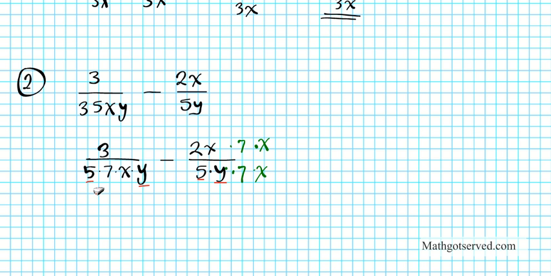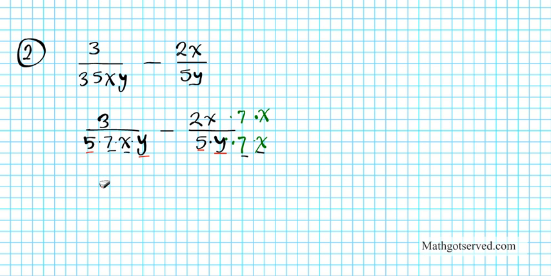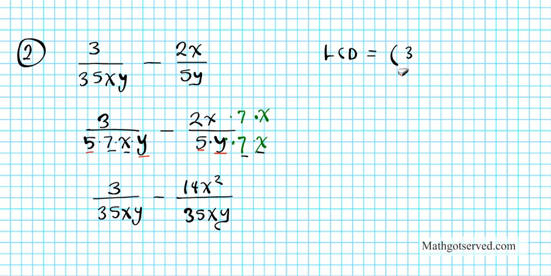If you look at the denominator now, we have a 7 here, a 7 here. We have an x here and an x here. So the denominators are identical. That's exactly what we want. So we're going to have 3 over 35xy minus, if you multiply the top, 14x squared over the denominator 35xy. What does this tell me? It tells me that the LCD of the denominator in this problem is basically 35xy. The goal is always to make the denominator the LCD, so 35xy.